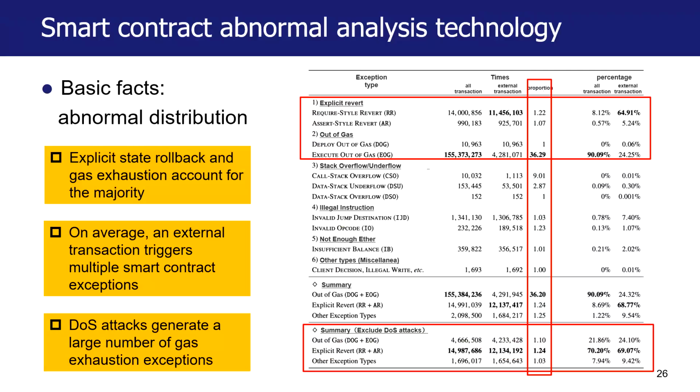Well, we can see from the smart contract abnormal analysis technology that explicit state rollback and gas exhaustion account for the majority, and an external transaction triggers multiple smart contract exceptions, and the denial of service attack generates a large number of gas exceptions. So here shows some data about that.